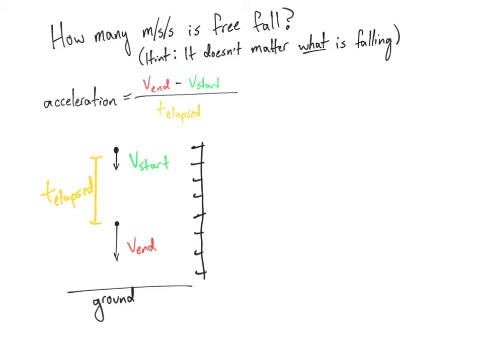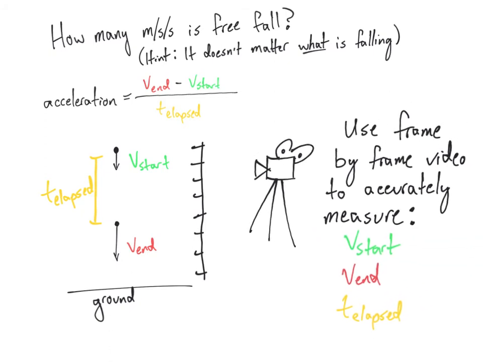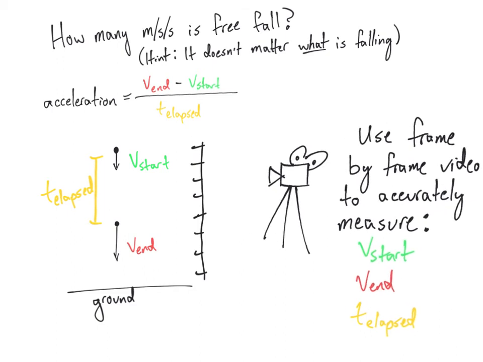Then we want to get a video camera. You can use your Chromebook or a phone to do this. We are going to do frame-by-frame video analysis to watch this object as it falls in slow motion. Using this, we can find the starting velocity, the ending velocity, and the time between those two points.